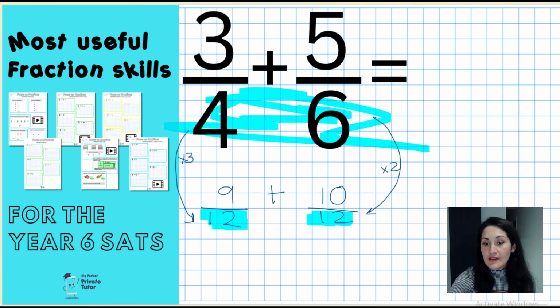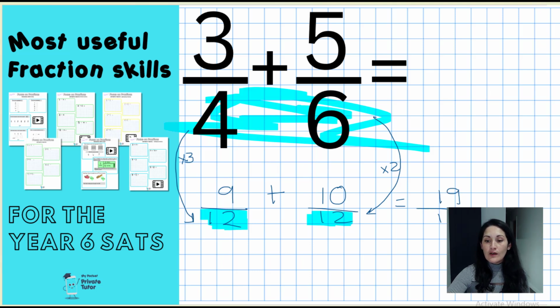And the other common error, which I didn't mention earlier, is we don't need to add the denominators. Don't add 12 plus 12. The denominator in a subtraction and addition question stays the same. We only add the numerator, which is 19.